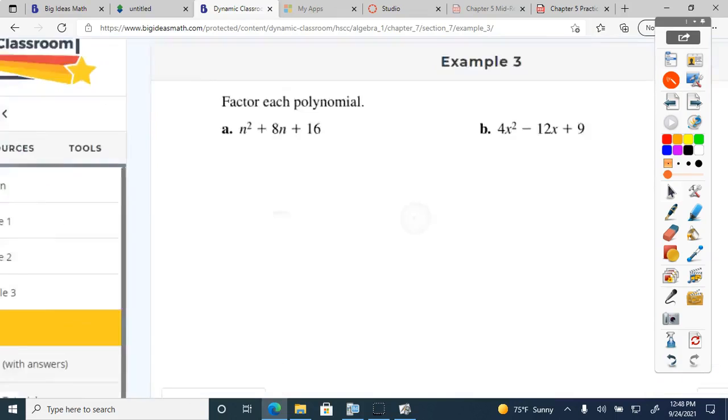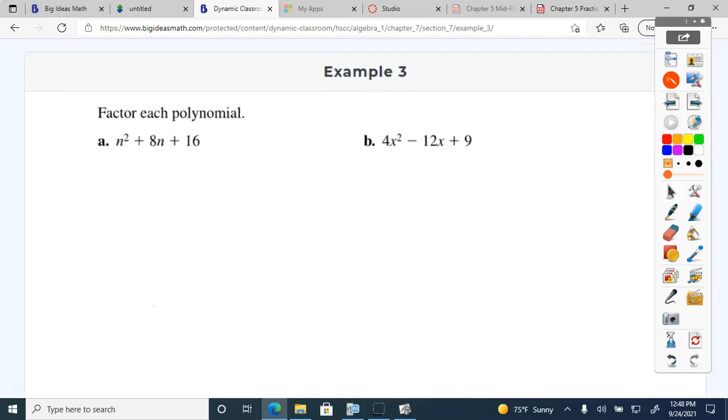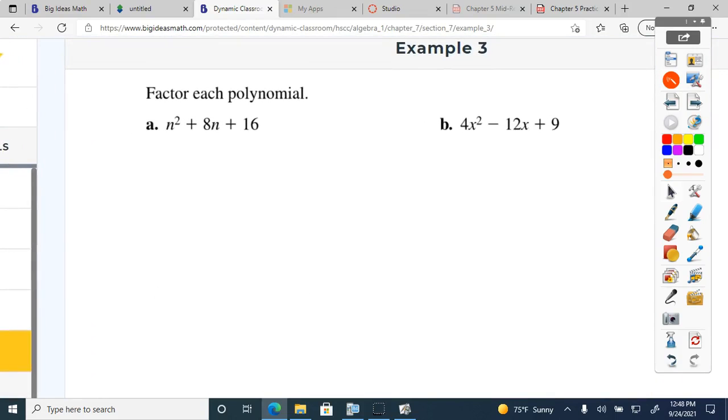Example 3. Here we go. Another special product. This one's not special because of how you work it. It's special because of how you write the answer. Is it the backwards one? It's not a backwards way. It's the normal way. So we're going to have n and n.